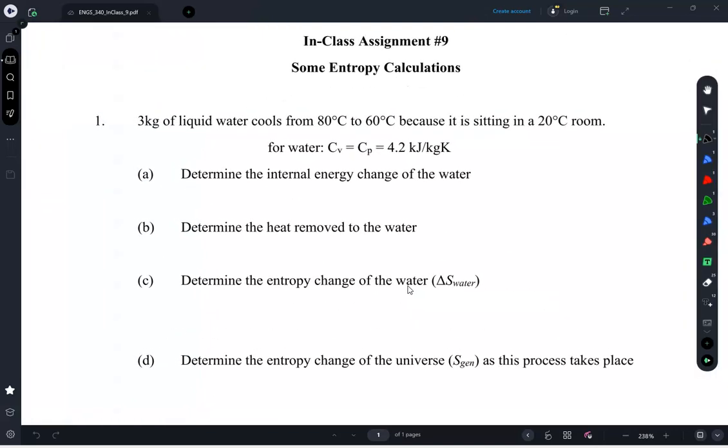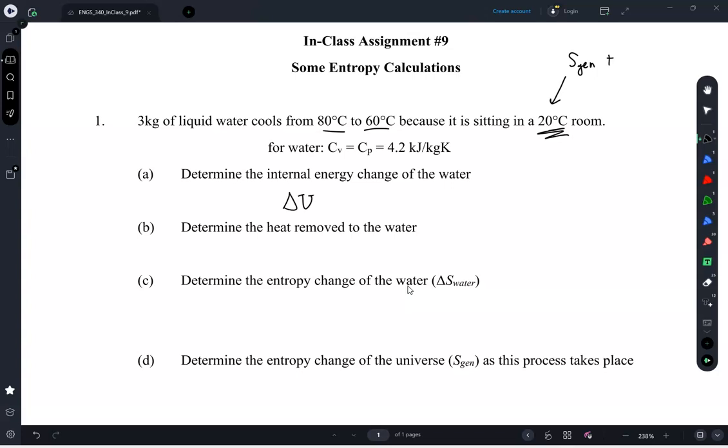So this first problem, we're looking at water cooling down as it's sitting in a room. Obviously, this is something that happens in real life. So when we run through all our calculations, we should find S_gen is positive, right? We're generating entropy as it's cooling down from 80 down to 60. It's sitting in a 20-degree room. That makes sense. Our first step is going to be to find the internal energy change.